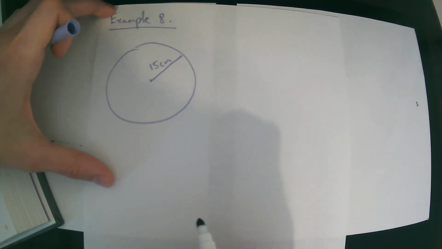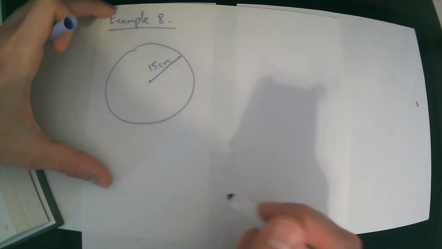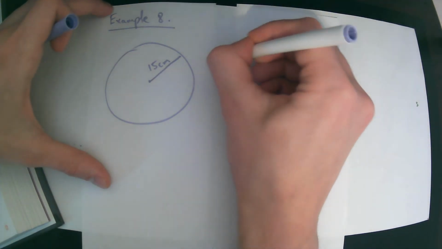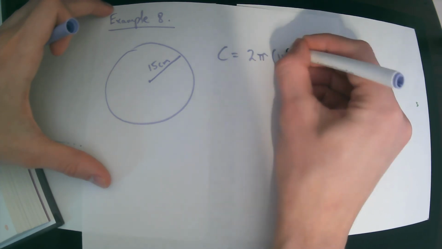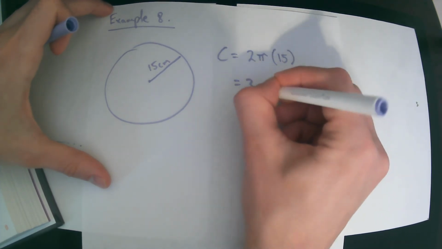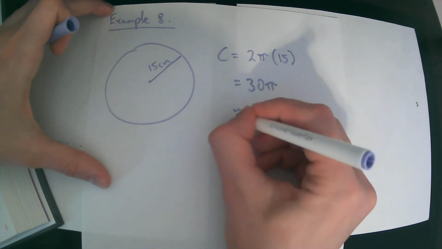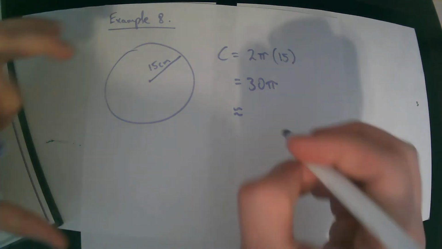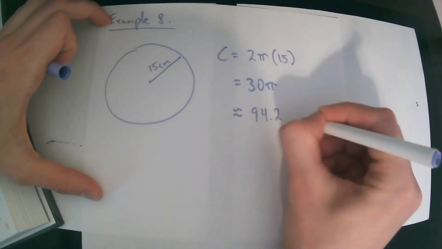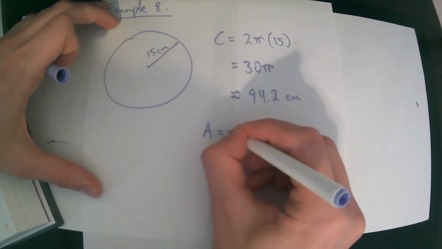And we're going to use 3.14 as an approximation for pi, meaning we want the approximate circumference and area. Circumference is going to be 2 times pi times the radius. That's going to give me 30 pi, 2 times 15. And then that's approximately, so I'll bust out the calculator and say 30 times 3.14, which is 94.2 centimeters.